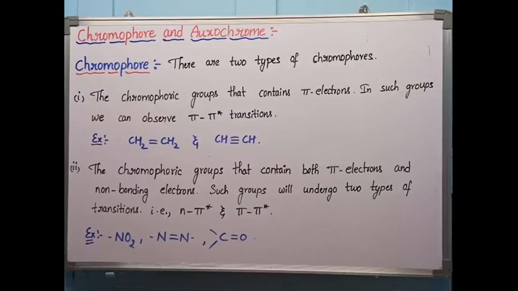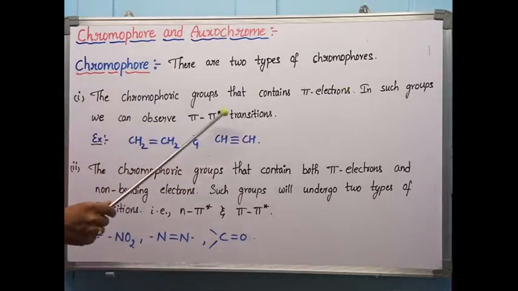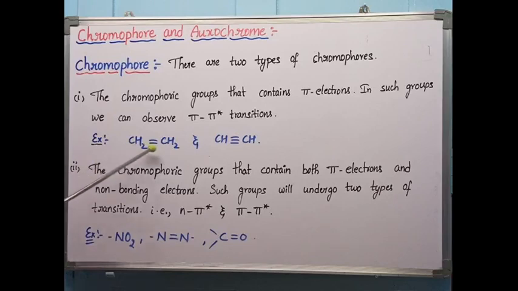Let us see the types of chromophores. There are two main types of chromophores. Let us see the first one, the chromophoric group that consists of pi electrons. Pi electrons means they have unsaturation in the compound. In such compounds, we can observe the pi to pi star transition. So you can see groups like ethylene and acetylene. There is a double bond in ethylene and a triple bond in acetylene. So in such groups, because of the pi bond, they undergo pi to pi star electronic transition.